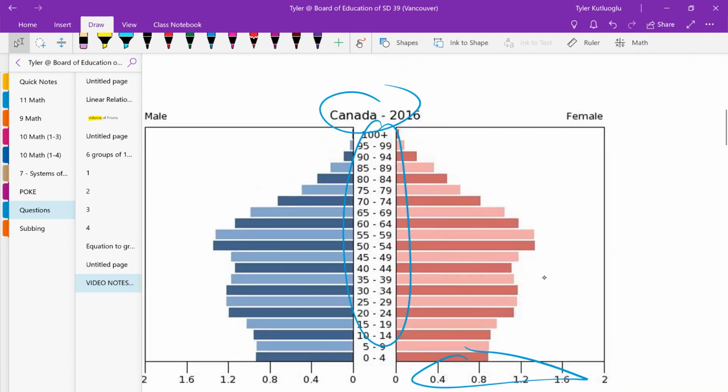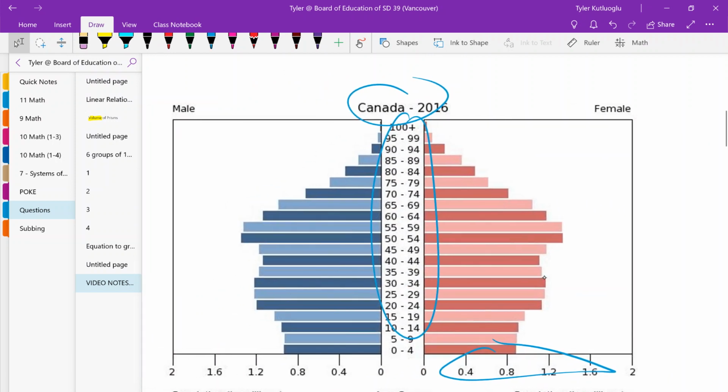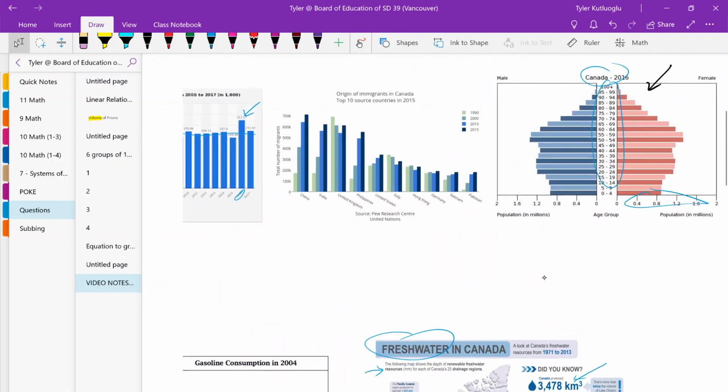This is an example of a histogram. There's lots of types. This is one used in geography, so it's comparing population of males and females in a country. They're basically like a special type of bar graph.